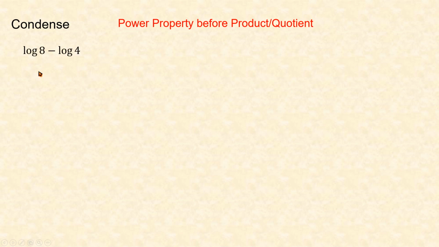Now we're going to do some condensing, which is going backward. So going backward, usually you do the power property before the product and quotient. Just like you wrap a present, and then now you unwrap the present. You got to do the opposite way. You go to the outer layer first, so you do power before product or quotient. For example, here I got log of 8 minus log of 4. There's no exponent involved, so I'm good. So I'm just going to put these together. This is subtract. This is positive. Positive goes on top. Negative goes at the bottom. So I have log of 8 on top, 4 at the bottom.